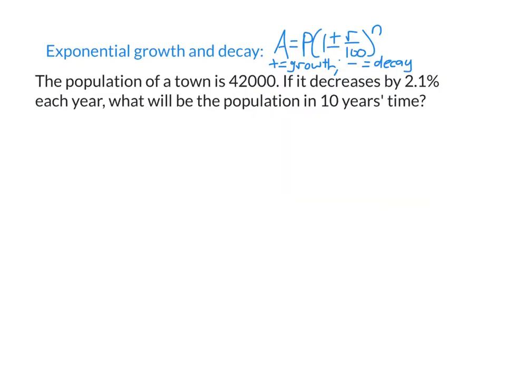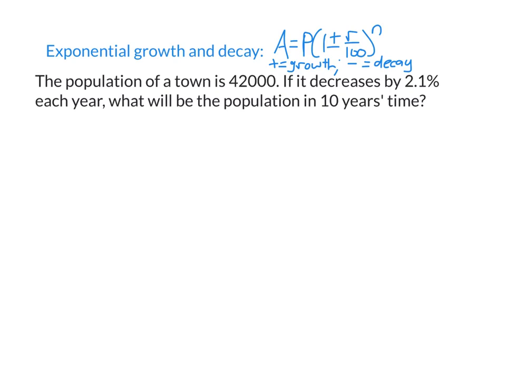So we'll now look at exponential growth and decay. For our purposes, this is when you have a quantity that either increases by the same percent each time or decreases by the same percent each time. This question gives you an example of that. The population of a town is 42,000, decreasing by 2.1% each year. We're going to find the population in 10 years' time.